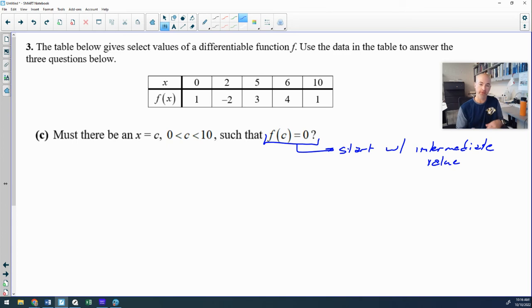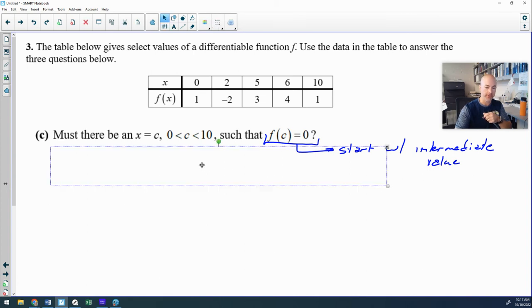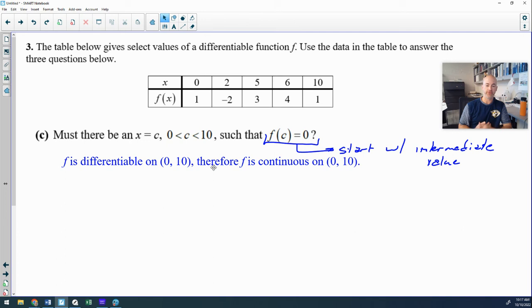And the intermediate value theorem only requires continuity. They didn't tell you the function is continuous. They said the function is differentiable. So once again, I'm going to do that statement. f is differentiable on 0 to 10. Therefore, f is continuous on 0 to 10.